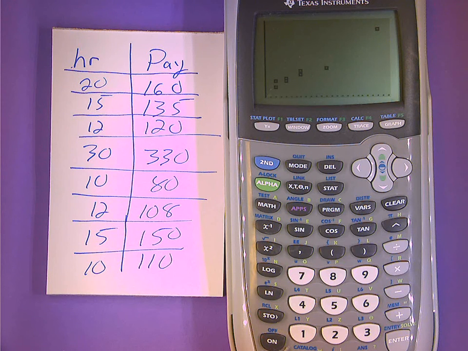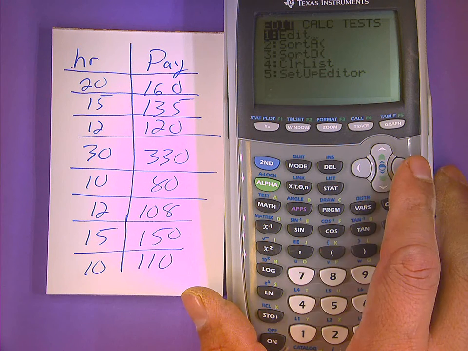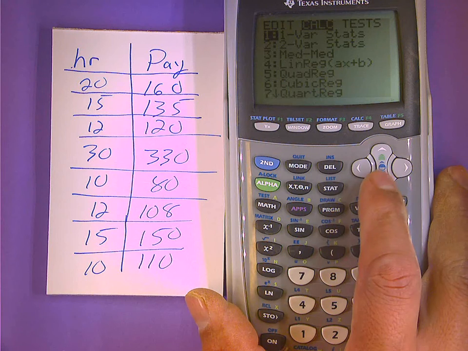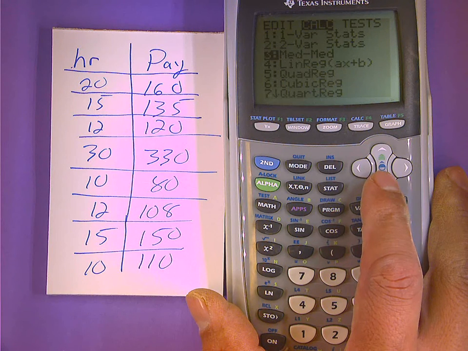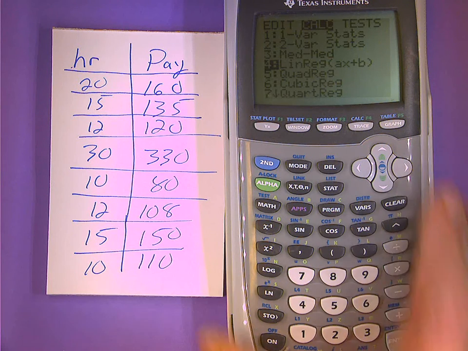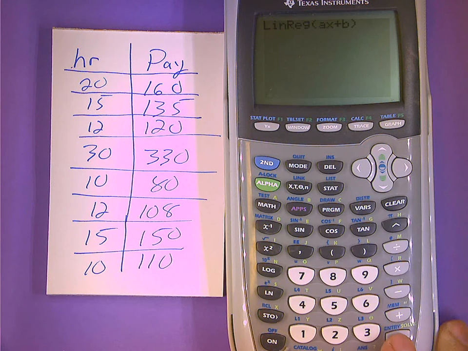So I'm going to come up with an equation to model this information. And I'm going to do that by pushing the Stat button, going over with my left and right arrows to Calc, and going down to number 4 where it says Linear Regression. I hit Enter and then generally Enter again.